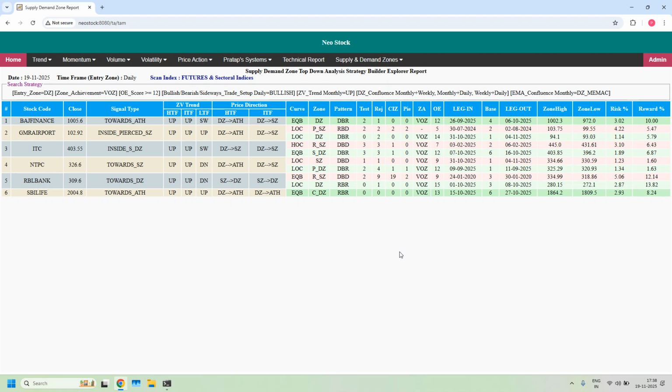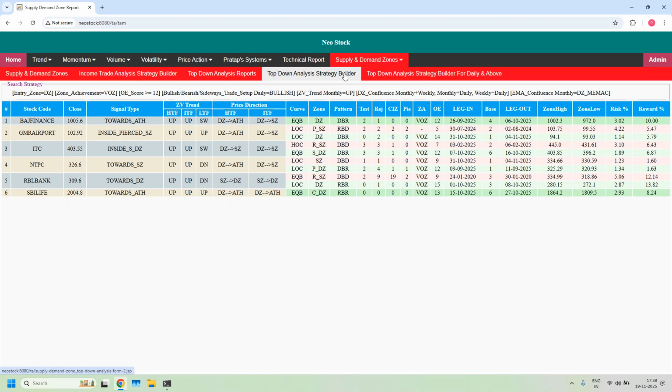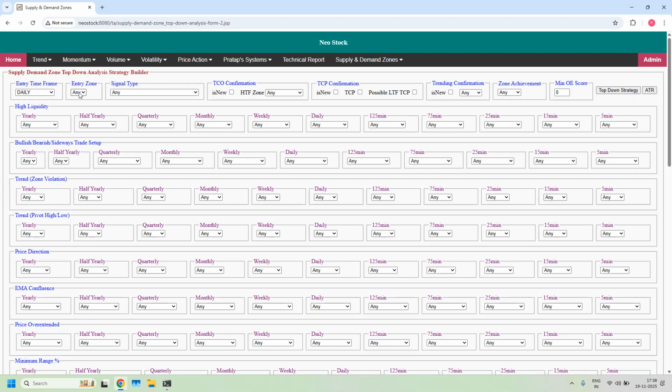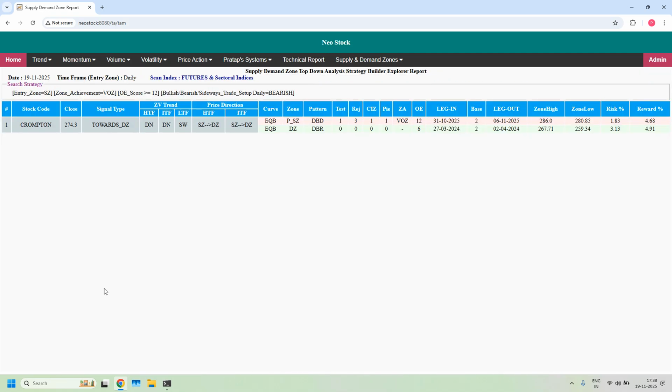Okay, this is the bullish trade setup for monthly income trade. Next, bearish trade setup for monthly income trade. Entry time frame zones are daily supply zone. Here I am selecting bearish, zone achievement VOZ, minimum odd and enhanced score should be 12. Let's filter. We got only one stock, but this is a pierced zone, so we don't have any bearish trade setup supported zones.